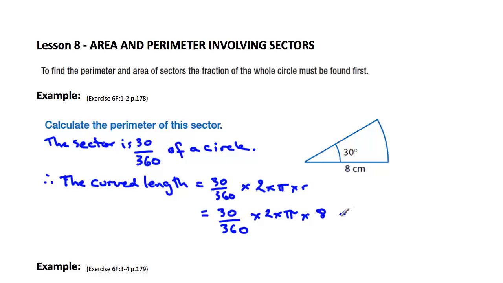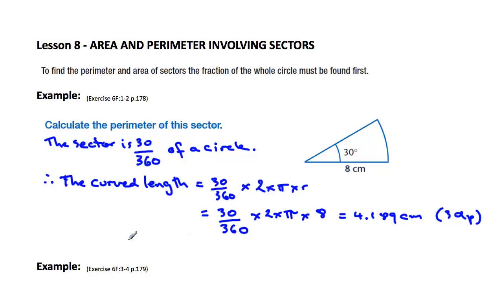And when we work this out, we'll give this an answer of 4.189 centimetres. And that will be to 3 decimal places. Once again, remember, it's rounded because of pi.